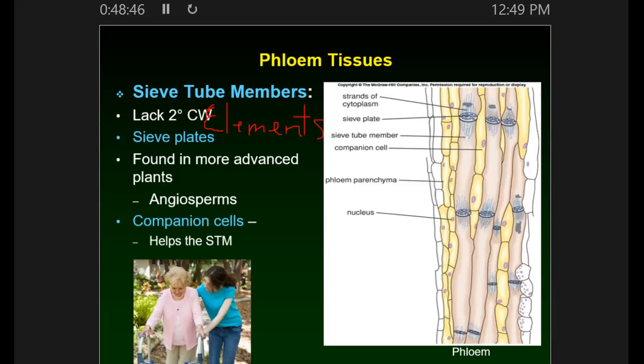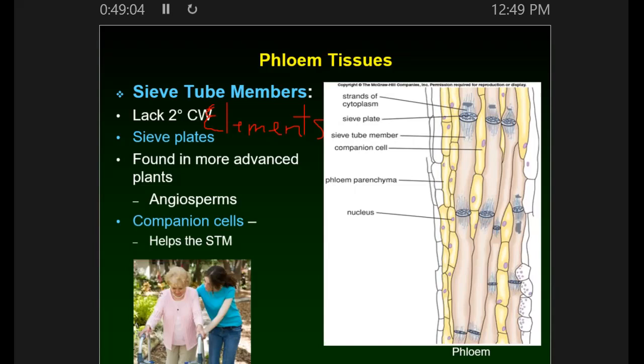So the companion cells, are they found elsewhere in cells, or is it their sole function? They're dedicated to helping sieve tube members. And then I said here they're found in more advanced plants, which are the angiosperms.